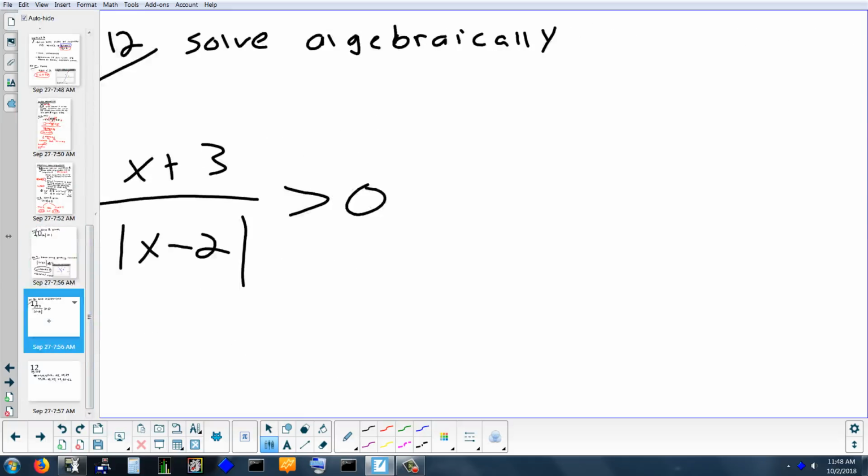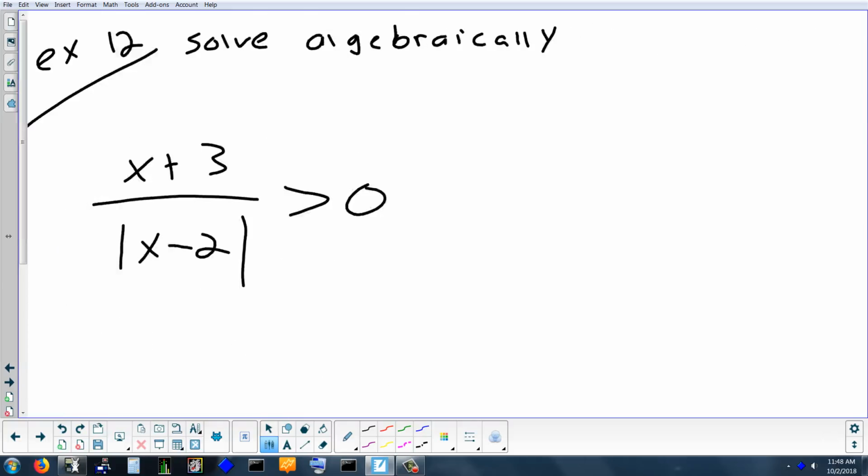All right, so last one. So this is another absolute value, but it's a little weird, right? You can't really isolate the absolute value because it's in the bottom of a fraction. Well, you could multiply both sides by the absolute value of x minus 2.